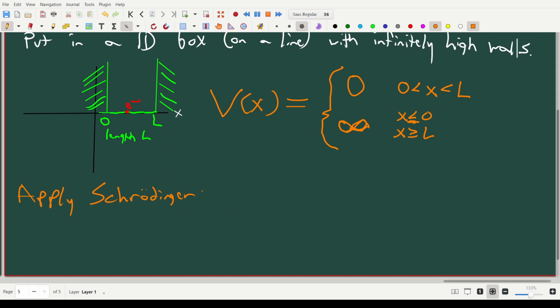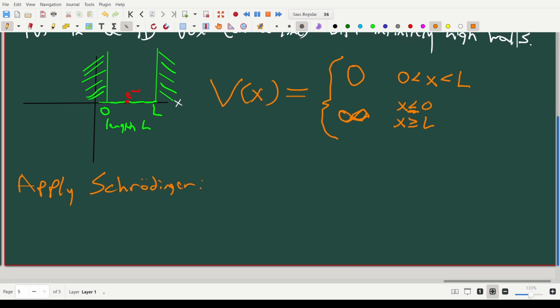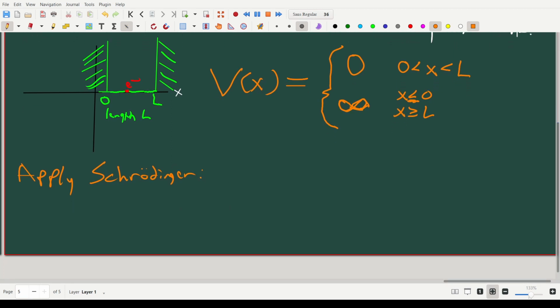Which says that H psi is equal to E psi. I'm going to write little n's here. Well, let's not write any n's yet. Let's save the n's for later. We actually don't know what the wave function looks like yet. There might be many, there might be one, we don't know. And so let's work out the operator for this.